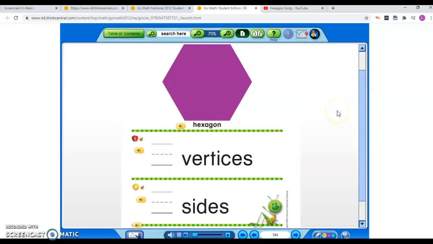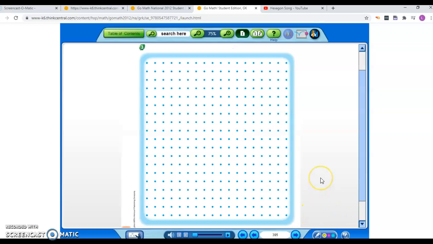Let's count the sides of the hexagon. I see 1, 2, 3, 4, 5, 6. So we're going to write another 6 down here where it says sides. A hoop, a loop, and then a hoop. So a hexagon has 6 vertices and 6 sides.